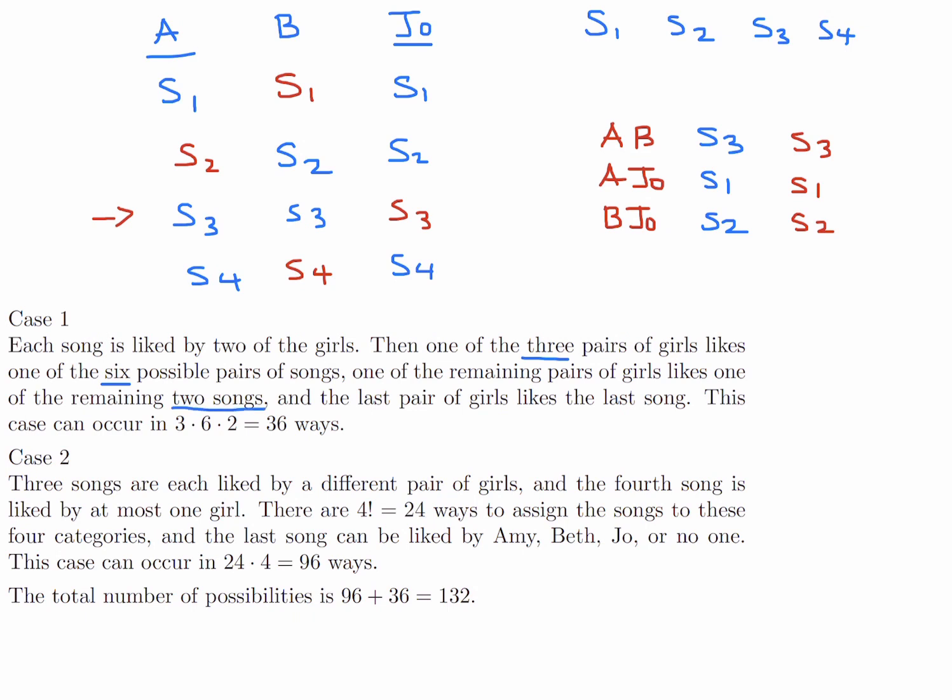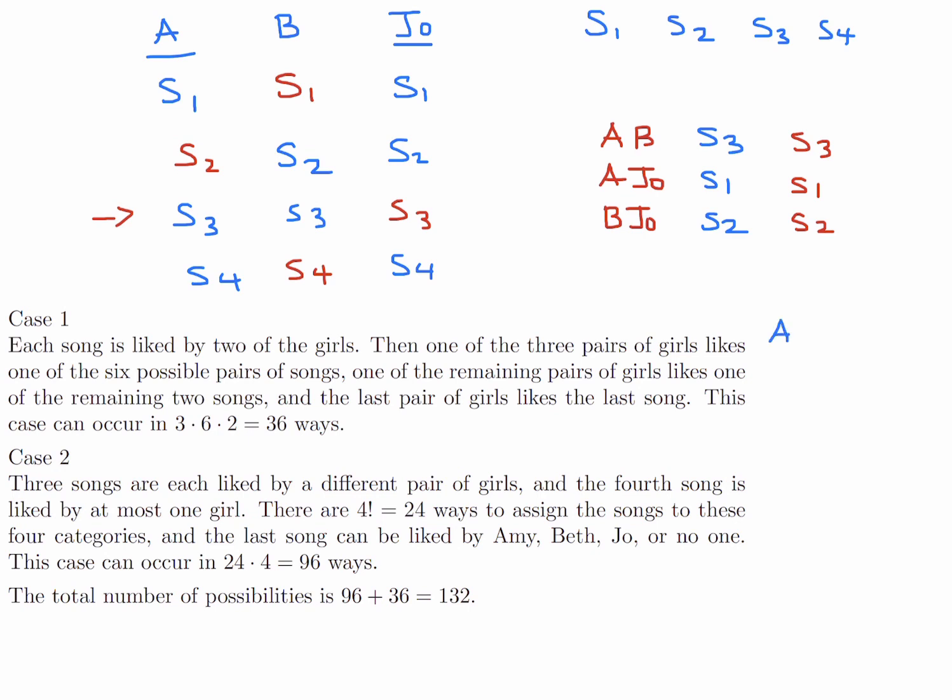So, for example, let's explain this. You've got each song is liked by 2 of the girls, right? As you can clearly see, that's the case right up here in my little example. And then each of the 3 pairs of girls likes one of the 6 possible pairs of songs.